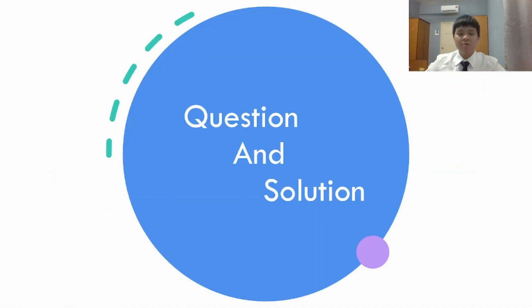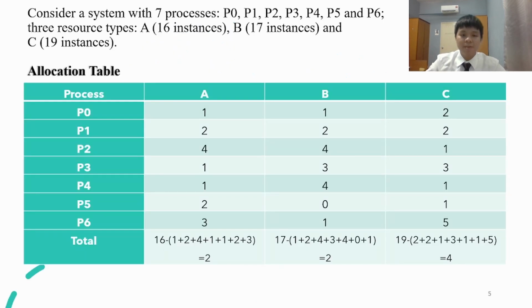So now we are going to the question and solution. The question is, consider a system with 7 processes, P0, P1, P2, P3, P4, P5, and P6, and 3 resource types: A, 16 instances, B, 17 instances, and C, 19 instances. So here is the allocation table. The allocation table is a matrix that indicates the number of resources of each type currently allocated to each process.